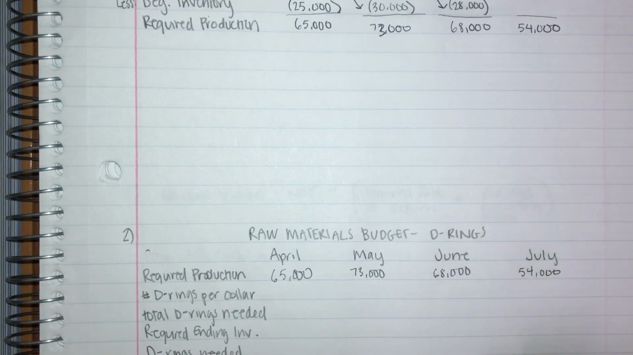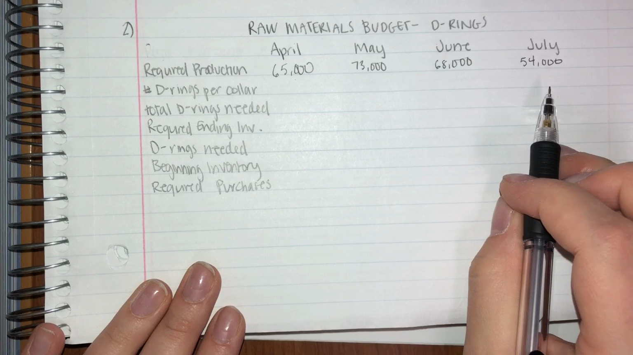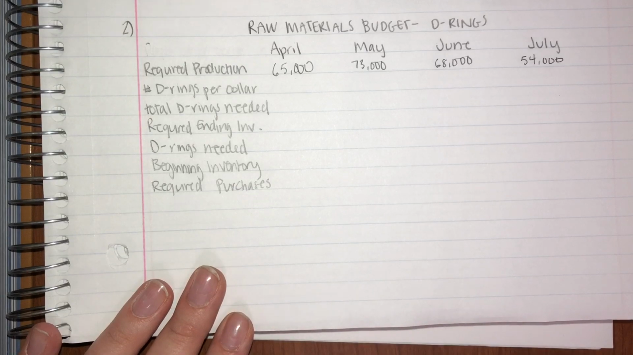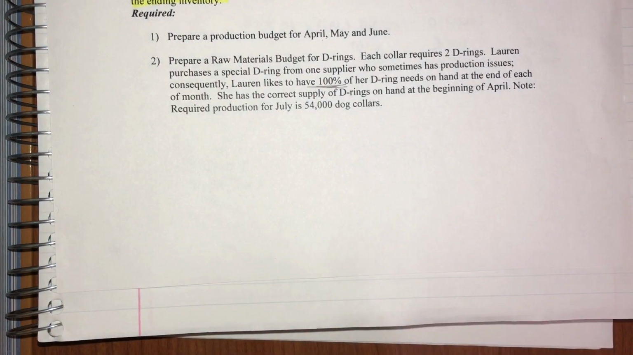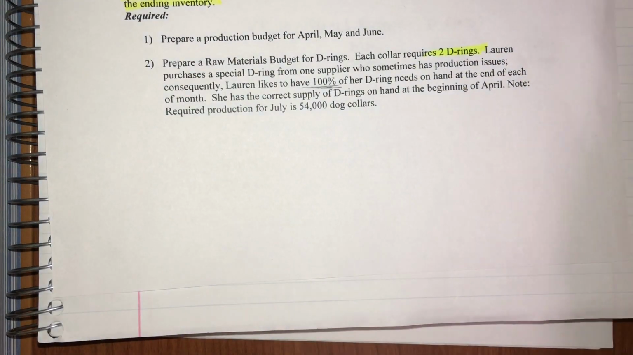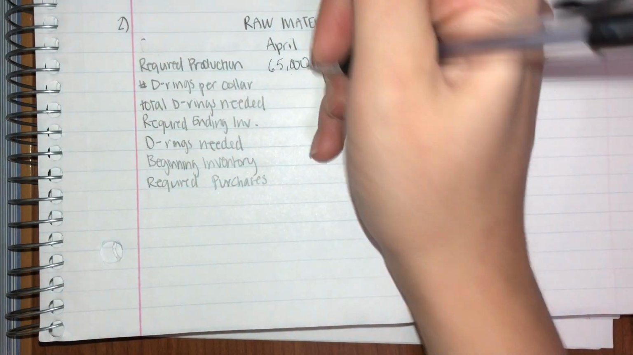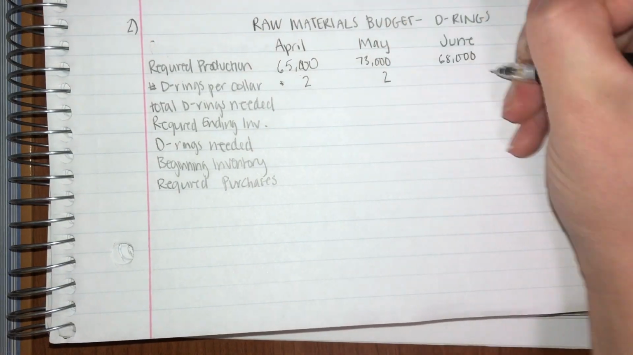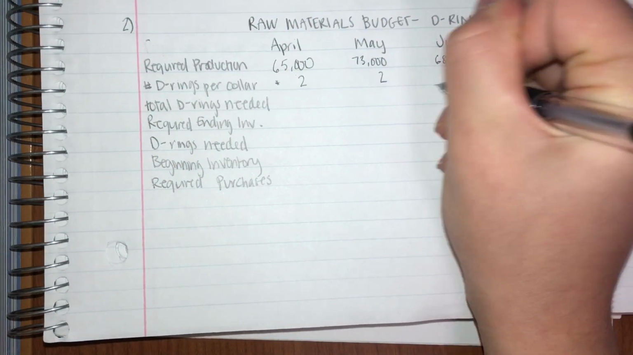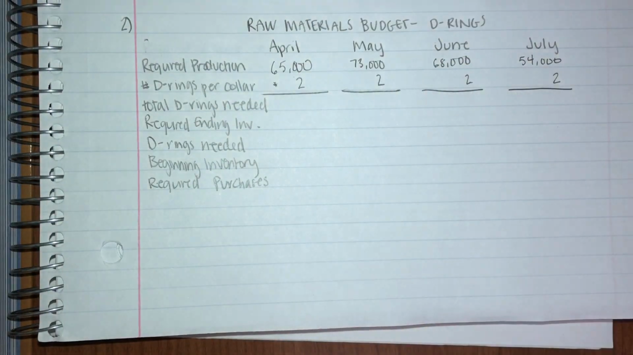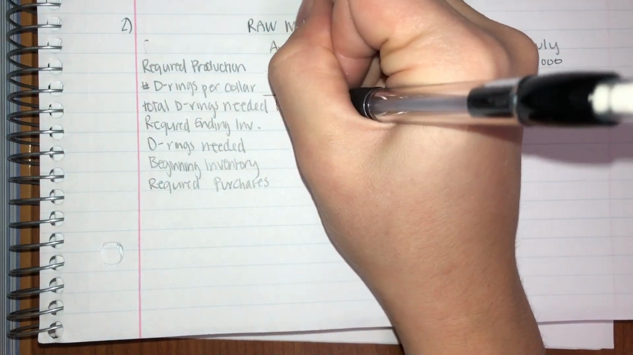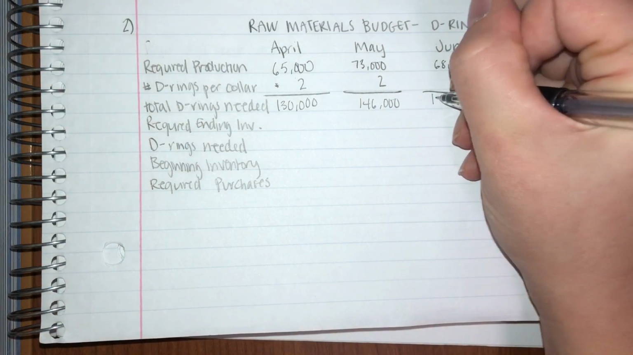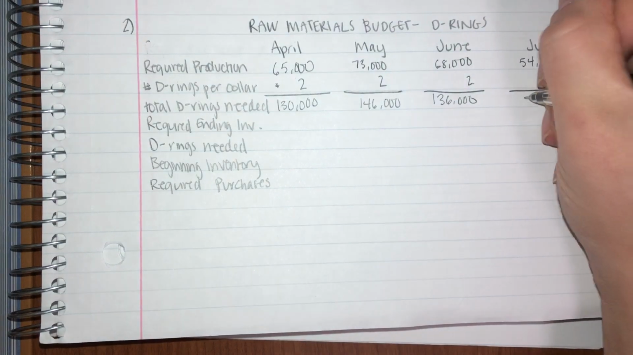Okay, so I just pulled those numbers down for our required production because that's what I want to produce within those months. Okay, and then within the facts, find my problem here, it told me that each collar requires 2 D-rings. So what does that mean? I need to multiply all of these by 2 because that's how many of the D-rings that I need per collar. So we can multiply all those together. So it looks like I got 130, 146. This is 136, and then 108.